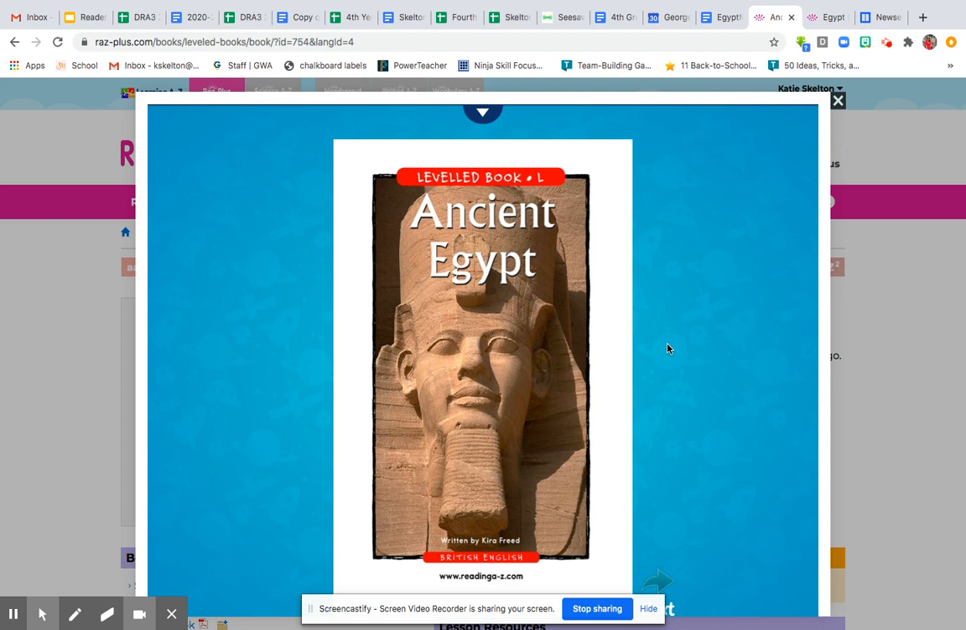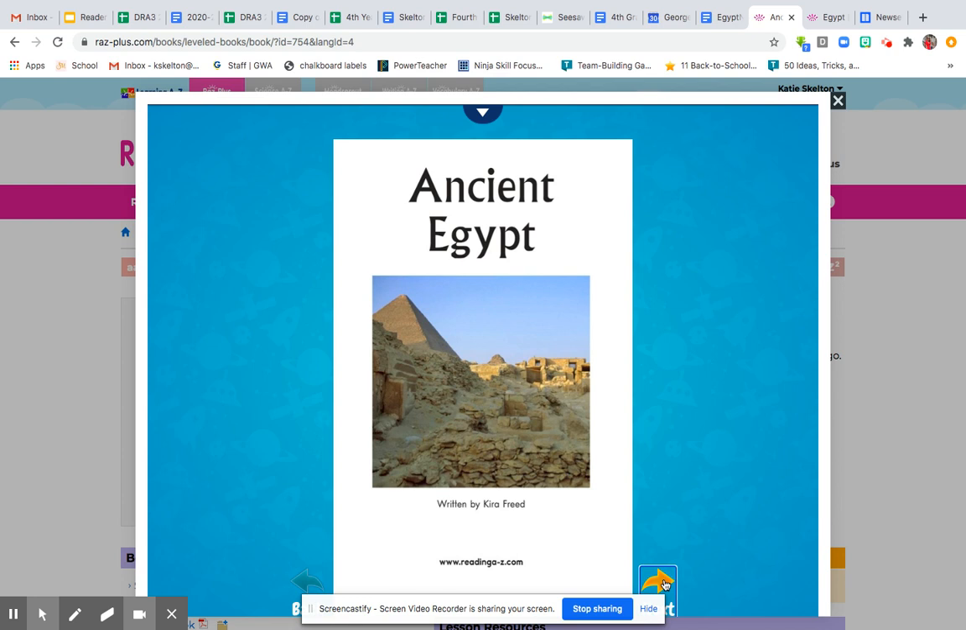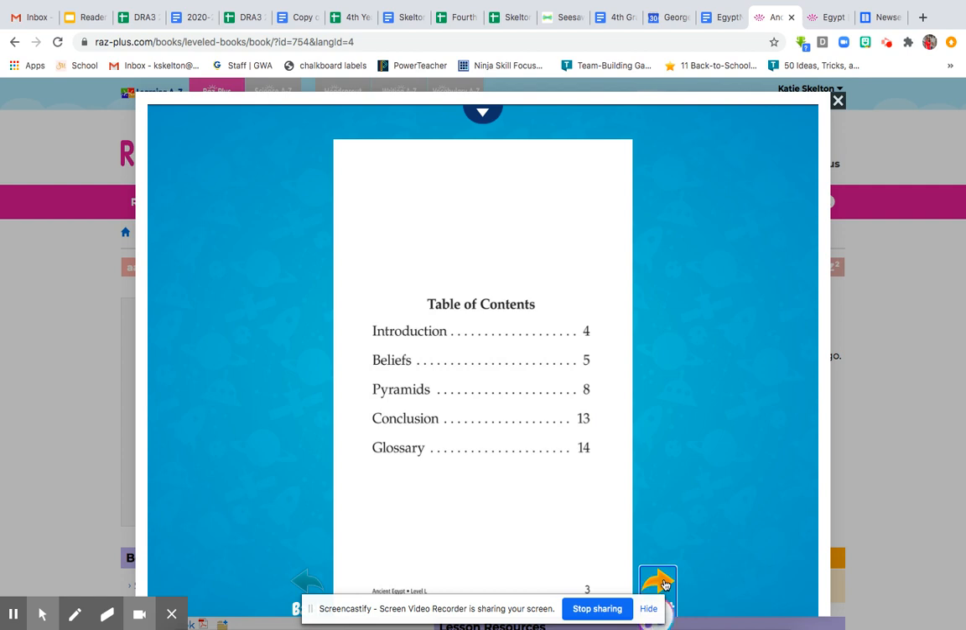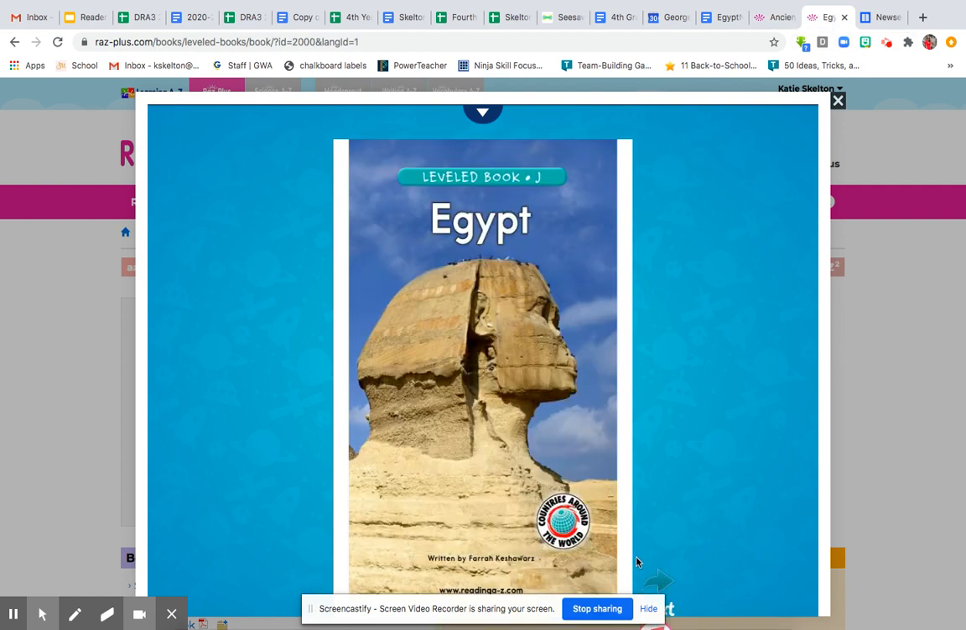Now remember, the word compare means to talk about how two things are similar or almost the same, and contrast means we're going to talk about how two things are different. So as a reader, I'm thinking about my text features in the books that I've read, and I'm going to compare and contrast Ancient Egypt and the book Egypt.